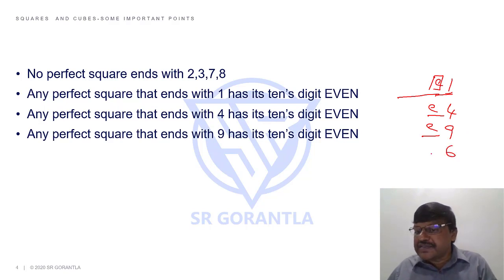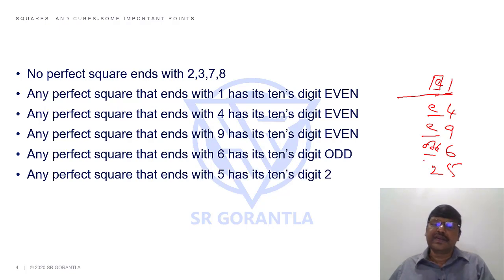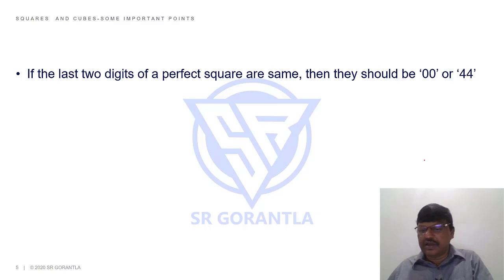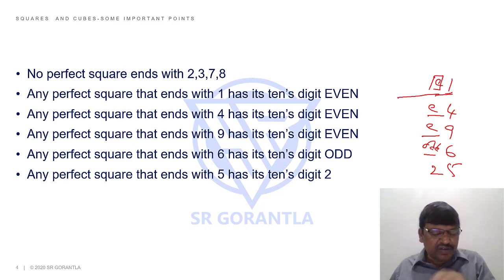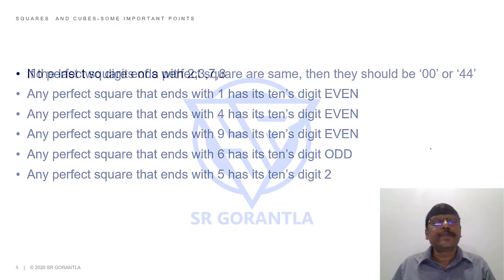Any perfect square that ends with 6, what should the tens place be? We said odd. Any perfect square that ends with 5, what should the tens place be? You said 2. Right? Okay. Next, you can take a screenshot of these, students, or you can write them down by hand. If you write it by hand, you will remember these things for quite some time. After that, we'll go to the next slide, students.